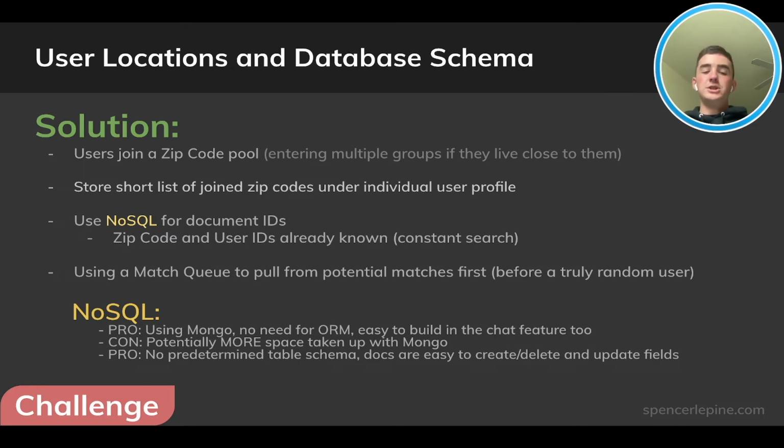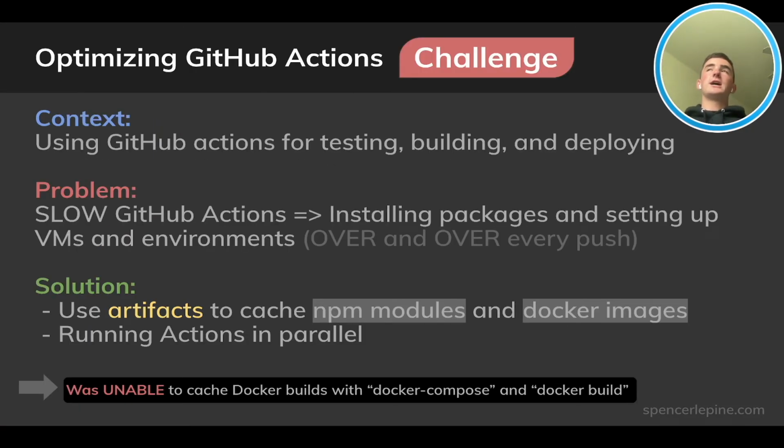And with the simple JSON-like format, we were just pulling user IDs and updating the records with simple updates. And with this, we didn't need complex queries. And the only con would be that it potentially takes up more space to store it this way. But it was very easy to develop with and write the endpoints for updating the zip codes and user profiles. So next challenge I had was more technical with GitHub Actions.